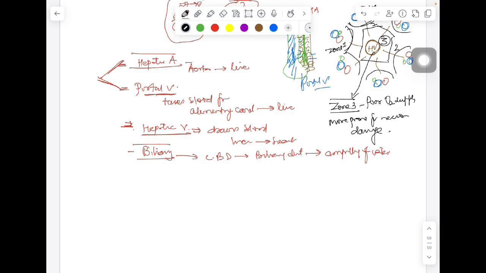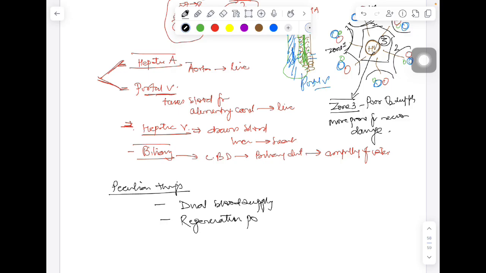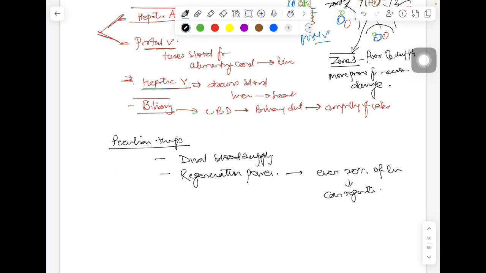Now, peculiar things about the liver: dual blood supply, and regeneration power. Even 20% of the liver can regenerate. So even if 80% is removed, the 20% will slowly regrow. In Indian literature, there is a story where a demon was tied to a rock on a hill while eagles and vultures ate his liver every day, and the next day it was regenerating. So the liver can regenerate, not so fast, but yes. We will keep these 2 points in mind when managing any liver disorder.